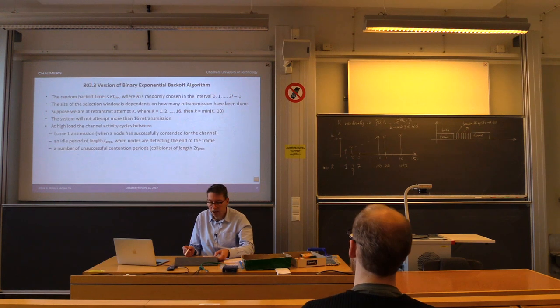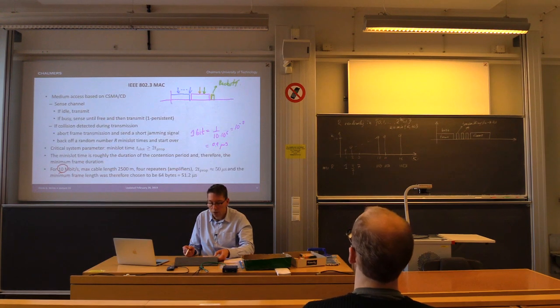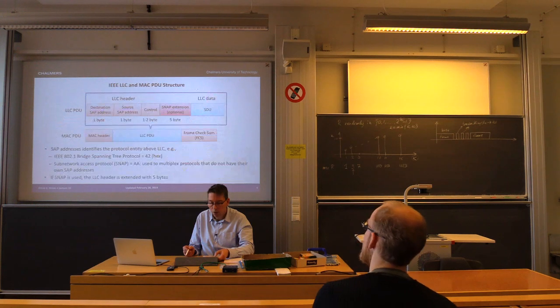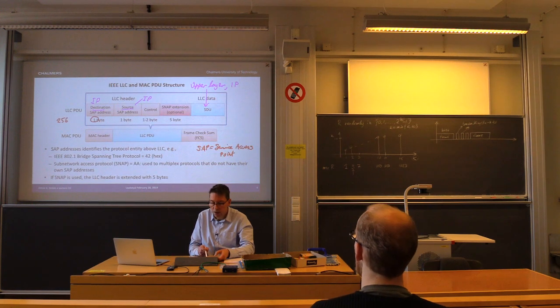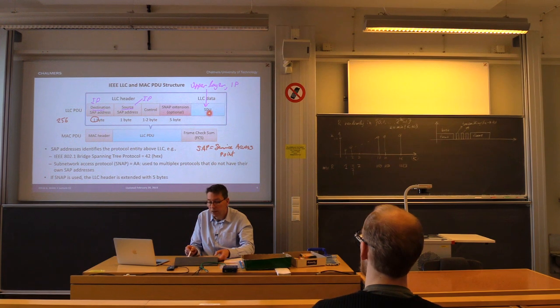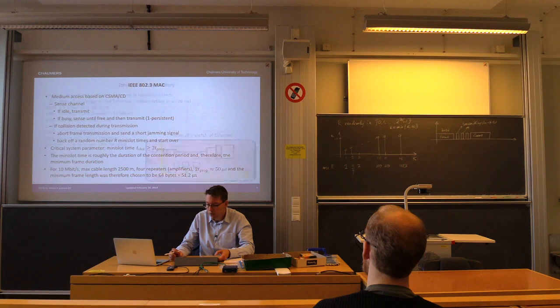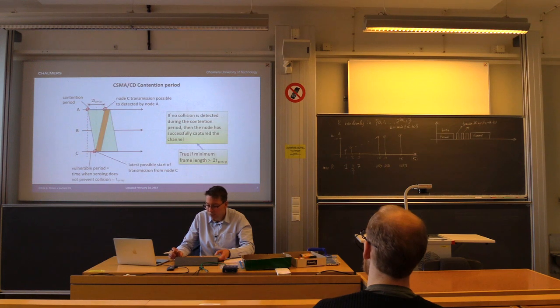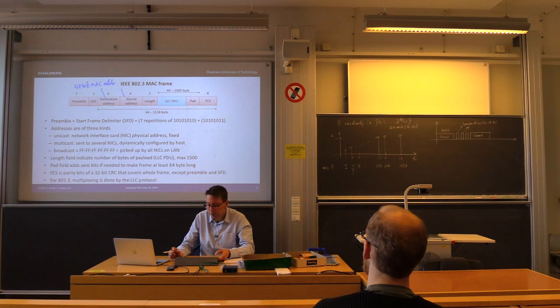So if we go back, we see that the LLC overhead here is 8 bytes, and the IP packet needs to be put in here. And if this is limited to 1500 bytes, the IP packet cannot be more than 1492 bytes long. Okay, so this seems to be a minor difference, right? What difference is there between 1500 and 1492?